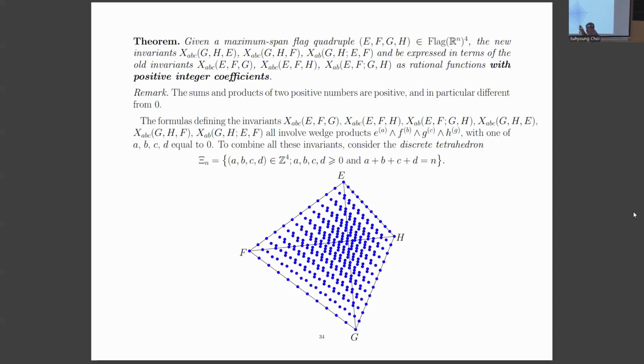So now we have to remember the horrible formulas that gave us these triple ratios and double ratios. But what you just have to remember is that they involve wedge products of elements in exterior powers in E, F, G, and now H.